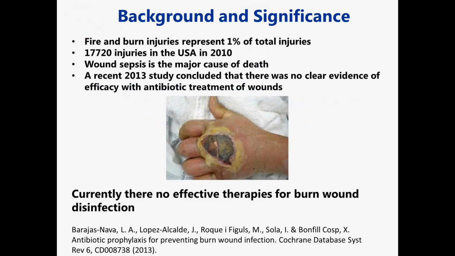So the motivation behind this project is in burns. Fire and burn injuries represent about 1% of total injuries globally. In the United States in 2010, there were about 20,000 injuries of the fire, which eventually lead to the contamination of the wound. And wound sepsis is the major cause of death in the burn injured patients. A recent 2013 study concluded that there is no clear evidence of efficacy of any antibiotic treatments of the wound. So all the drugs for wound disinfection we have now are not very effective, and currently there is no effective therapy for burn wound disinfection.